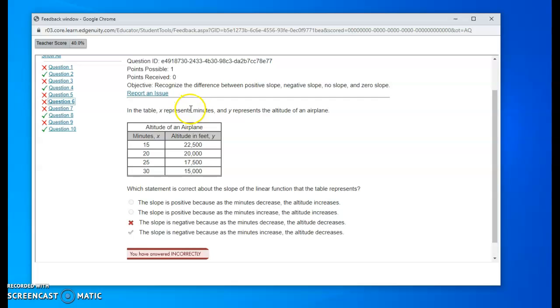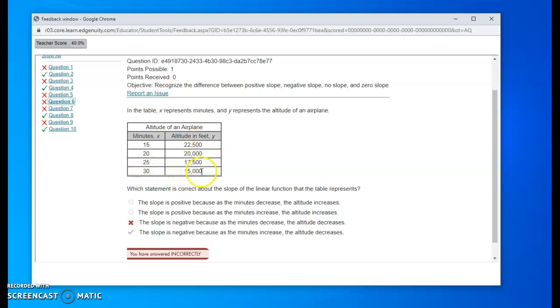The table X represents minutes, the Y represents the altitude of an airplane. Which statement is correct about the slope of the linear function the table represents? It looks like after 15 minutes, the plane's at 22,500 feet. At 20 minutes, it's 20,000 feet, so it looks like it's going down here. At 25 minutes, it's at 17,500 feet. After 30 minutes, it's at 15,000 feet. So this is going down.